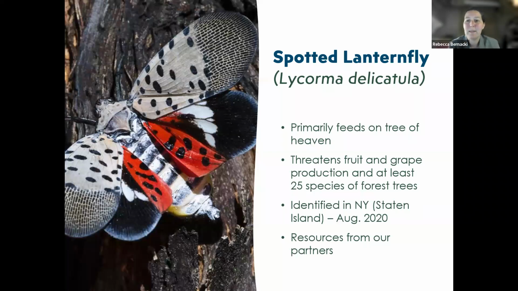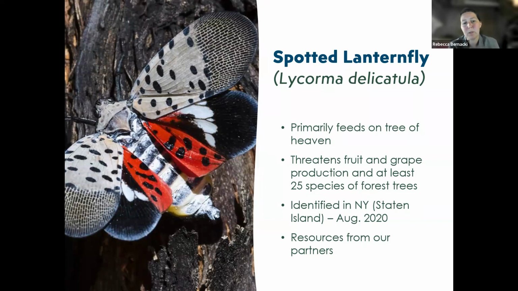Tree of heaven is important not only because it's an invasive species itself, but also because it is the host species of another invasive species, spotted lanternfly. As I just mentioned, the primary tree that these spotted lanternflies feed on is tree of heaven. Spotted lanternfly is a huge threat to our commercial agricultural industries, such as fruit and grape production. It also targets at least 25 species of forest trees.